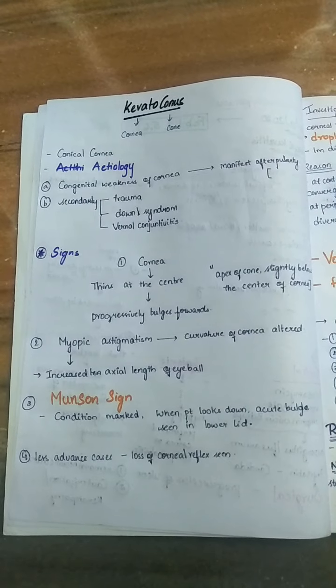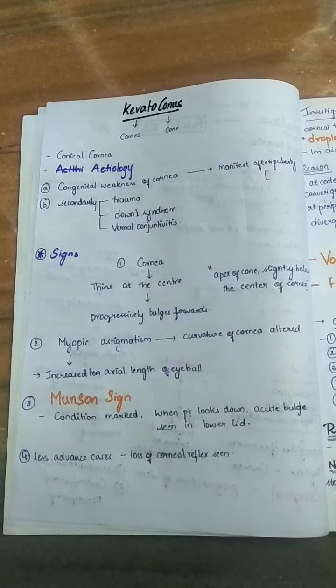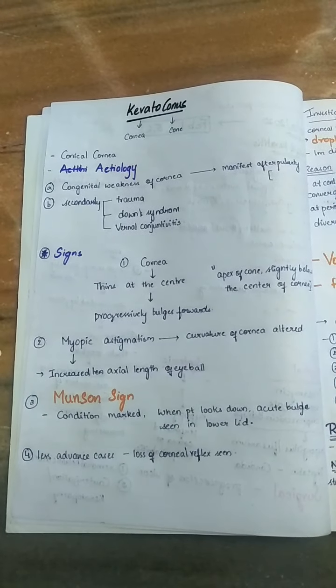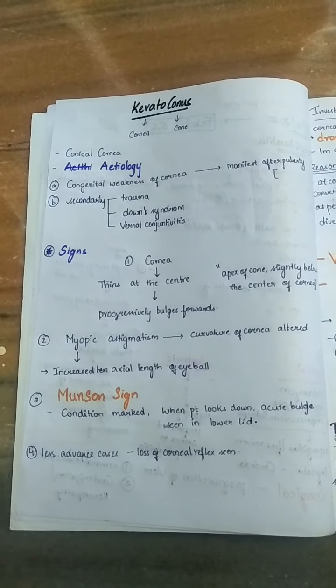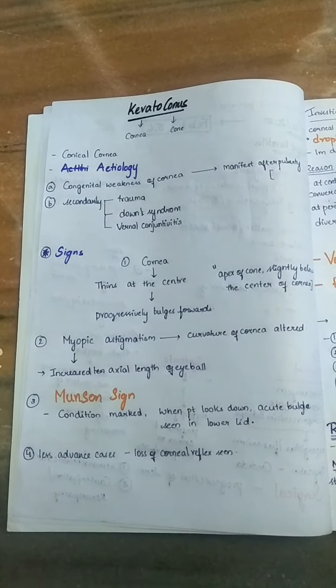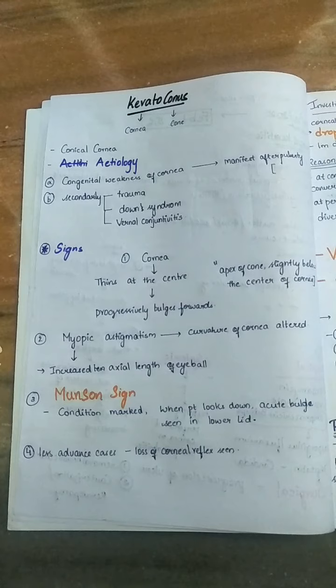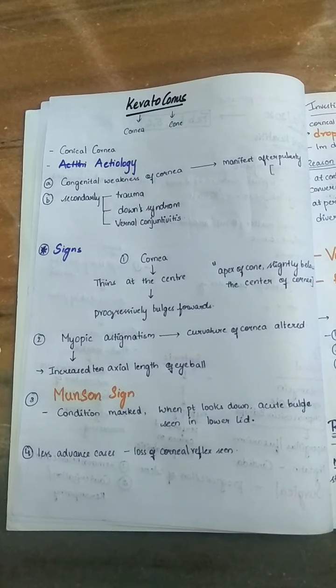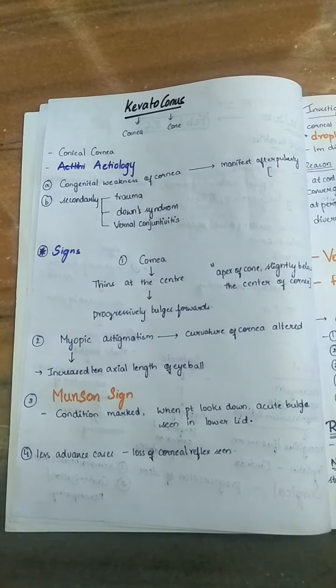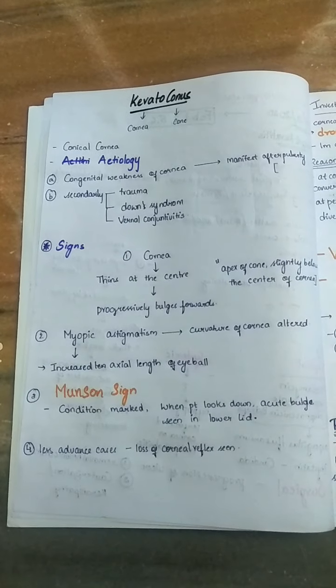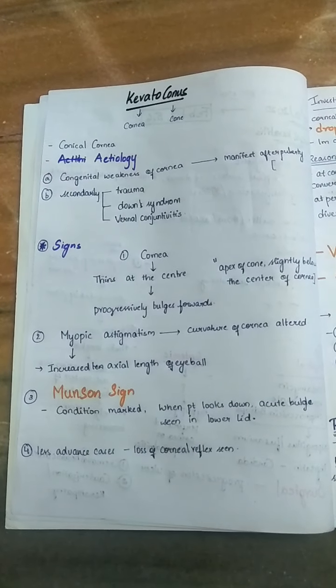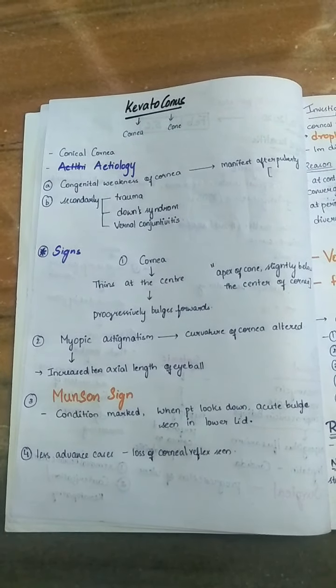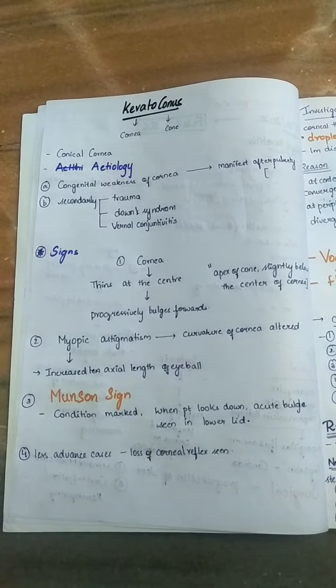Next is the myopic astigmatism. Myopia is caused due to an increase in the axial length of the eyeball, and astigmatism is due to a change in curvature of the cornea. Next sign is Munson sign. In this sign, when the patient is asked to look down, there is a bulge in the lower lid. Next, in less advanced cases, a loss of corneal reflex is seen.